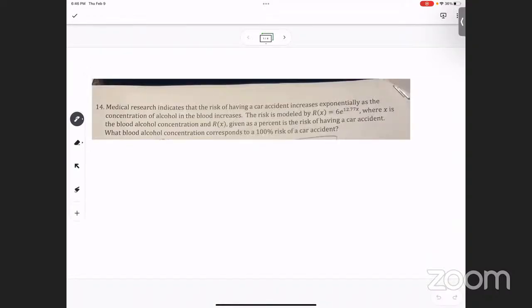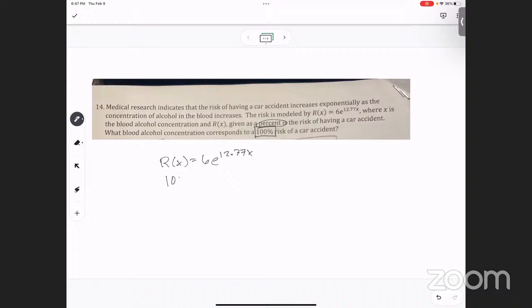All right, medical research indicates the risk of having a car accident increases exponentially at an alcohol level. Here's the equation where X is the concentration. R of X equals 6 times e to the 12.77X. What blood alcohol concentration corresponds to 100% risk? The risk is modeled by R of X, given as a percentage of the risk, where X is the blood alcohol concentration.